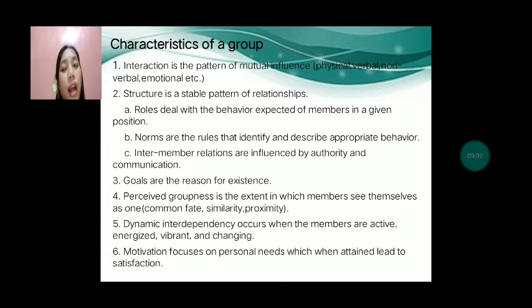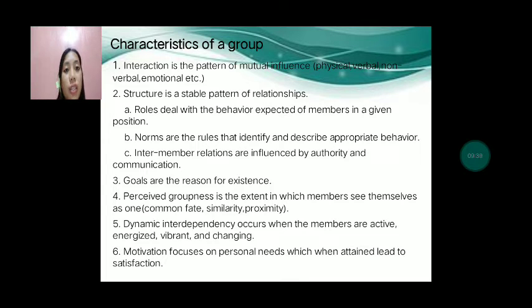So, there are 6 characteristics of a group. The first one is interaction, the pattern of mutual influence, either physical, verbal, non-verbal, emotional, and so on. So, through interaction, the mutual identification of every member will happen, resulting in good communication and good relationship within a group.